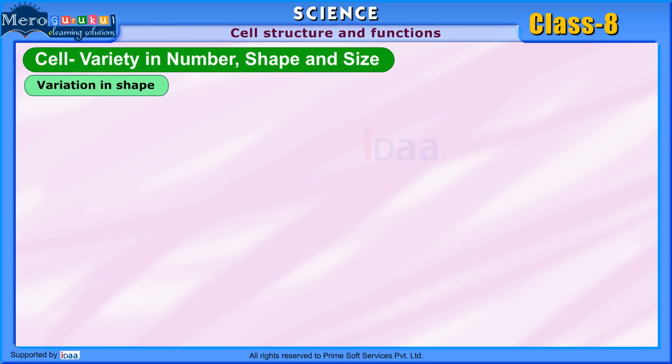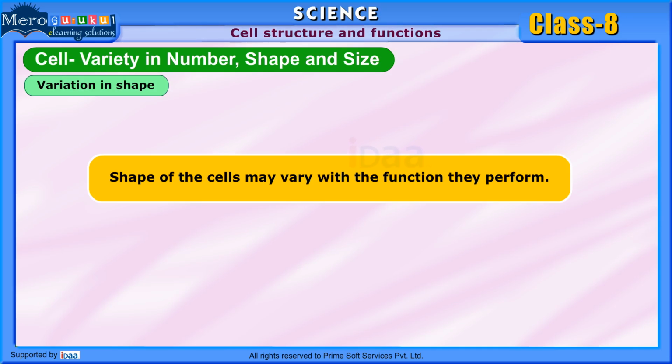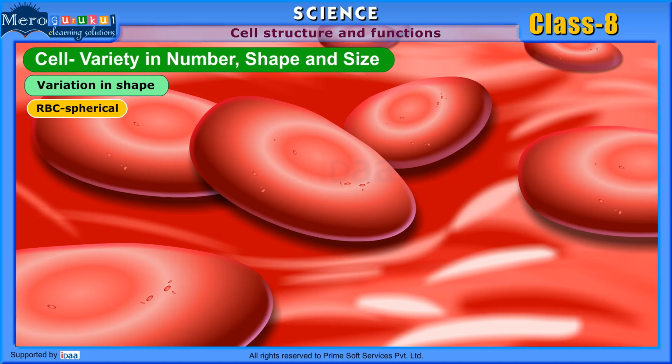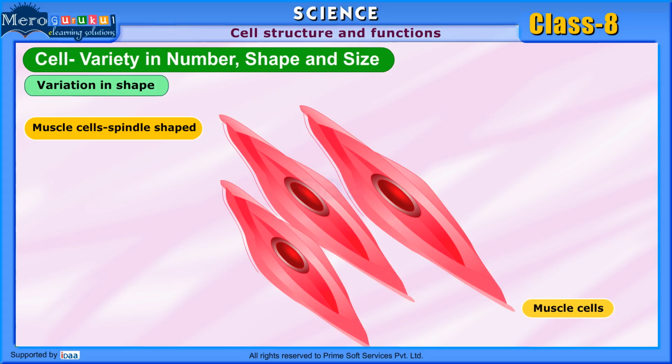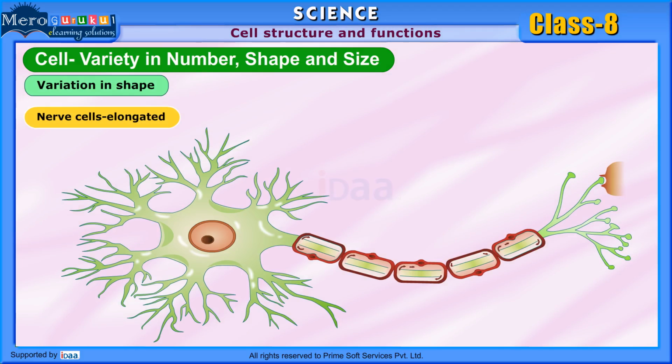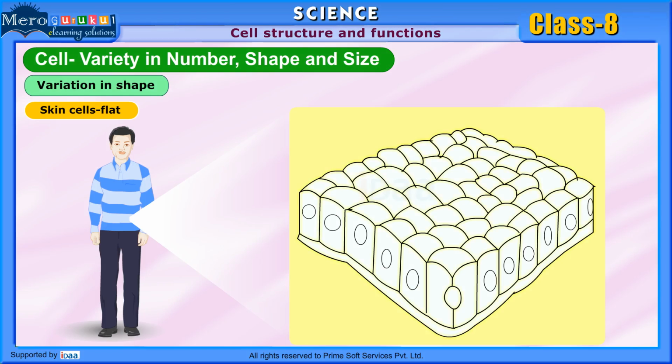Variation in shape. The shape of cells may vary with the function they perform. Example: red blood cells in human beings are spherical in shape. Muscle cells are spindle-shaped as they help in movement. Nerve cells are elongated and branched as they carry messages between different body parts. And skin cells are flat as skin covers a large area of the body.